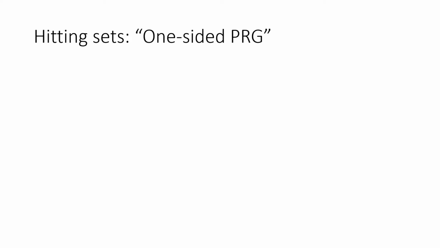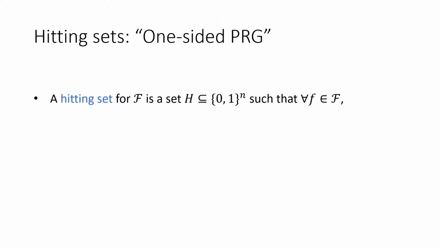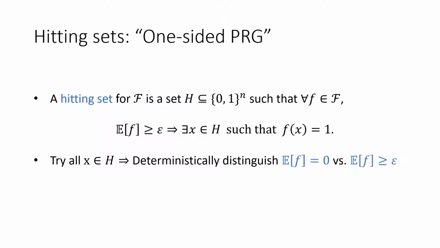Here's a natural approach to derandomizing algorithms with one-sided error. We could try to design a hitting set, which is a one-sided version of a pseudorandom generator. A hitting set is a set of n-bit strings such that for every function f in some class, if the expectation of f on a truly random input is at least epsilon, then there is at least one string in the hitting set that f accepts. By plugging in all strings from a hitting set, at least we can distinguish the case that f always rejects from the case that the expectation of f is at least epsilon. And if I don't specify a value for this threshold parameter epsilon, if I just say a hitting set, by default you should assume that epsilon is 1/2.